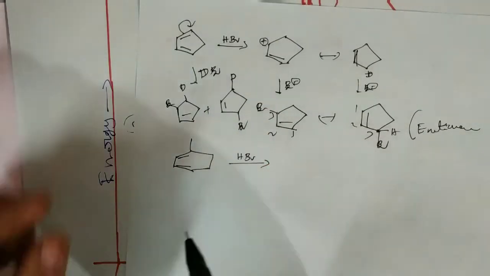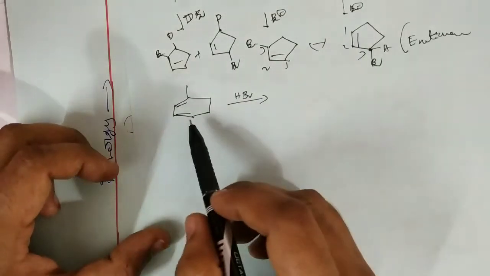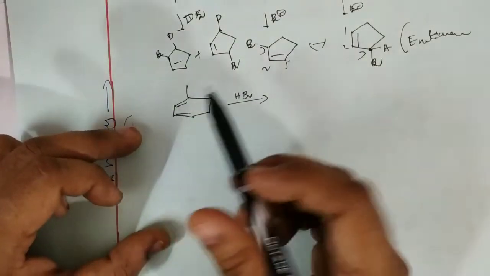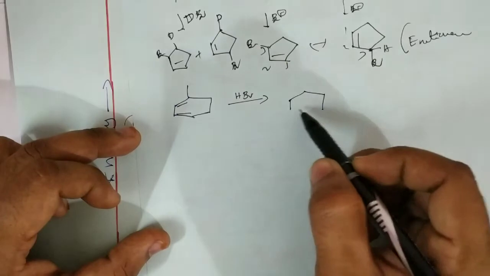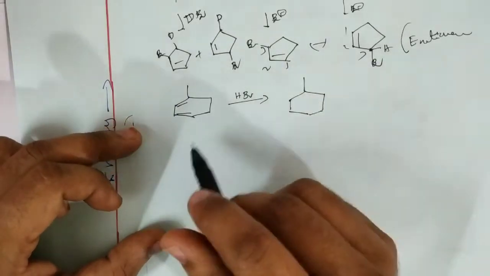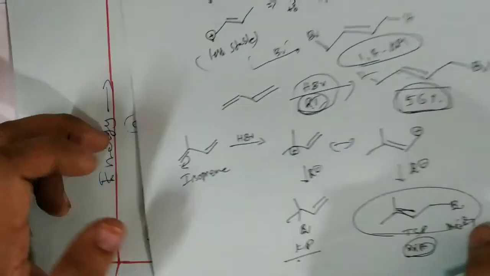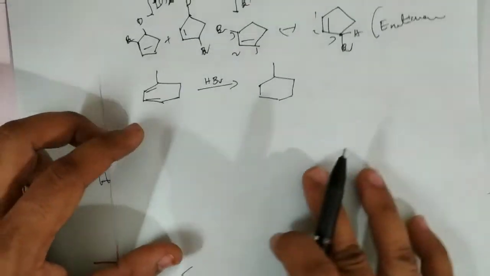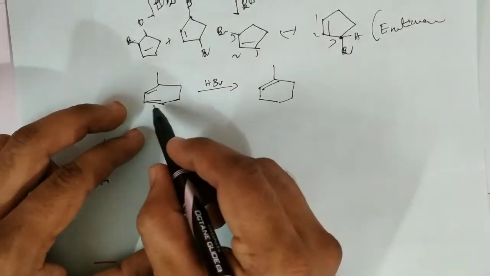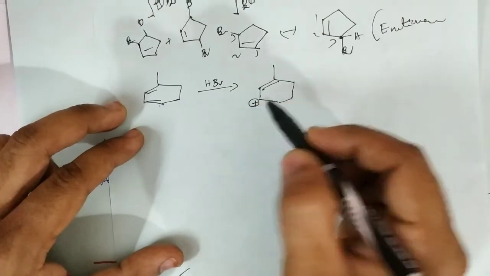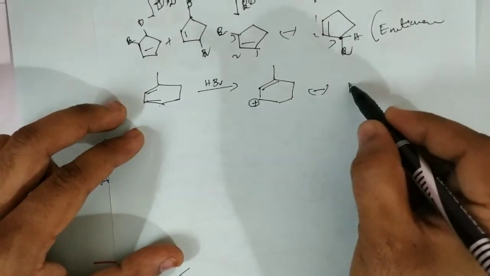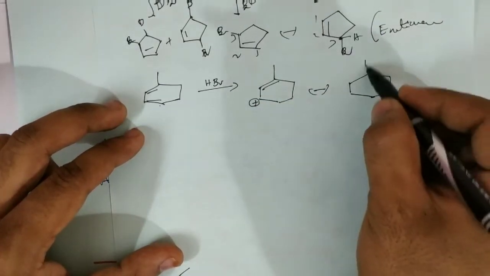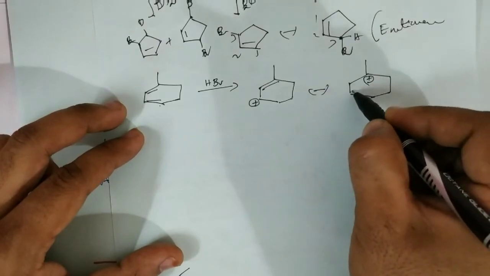Okay, that's it. And next, now this one. So this is also a conjugated diene. Here protonation takes place at a different site actually. Okay, it is completely different from the isoprene. Now in this case protonation takes place on this carbon. As a result we will get this secondary allyl carbocation. It rearranges to the tertiary allyl carbocation.